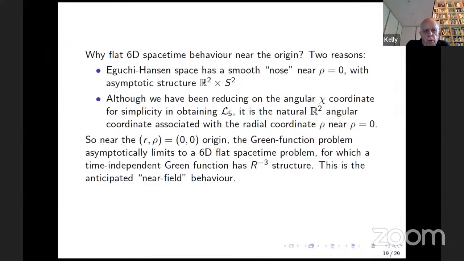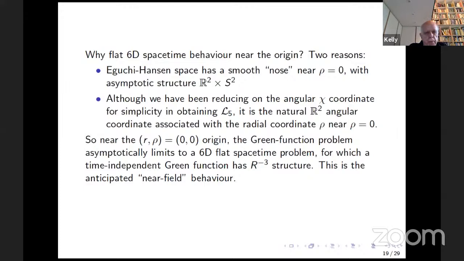six-dimensional space-time structure. Well, first of all, Eguchi-Hanson space, remember, which is the important part of the transverse structure, smooths out near rho equals zero with an asymptotic structure that is R squared cross S squared. And in fact, it's this R squared part that is revealing itself. S squared we reduced on, remember. Now, actually, I said we reduced on all the other angular coordinates, including the chi coordinate. That was for simplicity in order to obtain the L5 Lagrangian, which is relevant for symmetrical solutions in all the higher, compact dimensions. But this chi is the natural angular coordinate that's associated with rho as part of an R2. So actually, there's a six-dimensional behavior here near the origin.